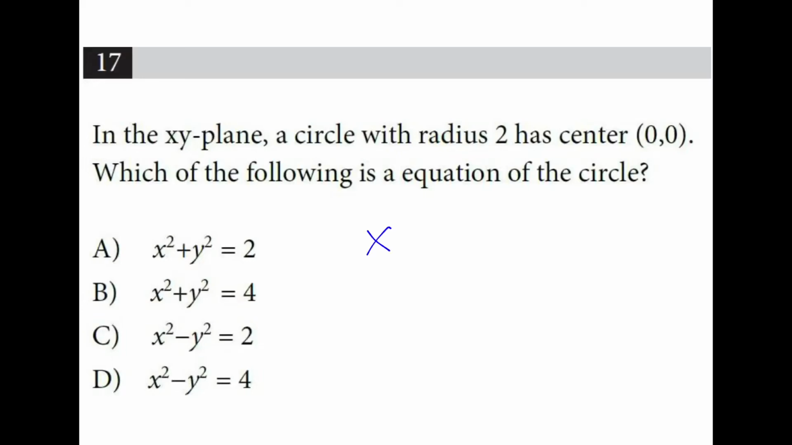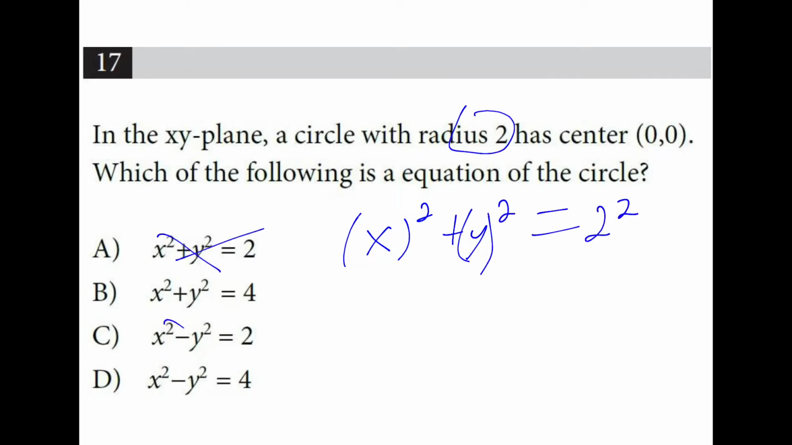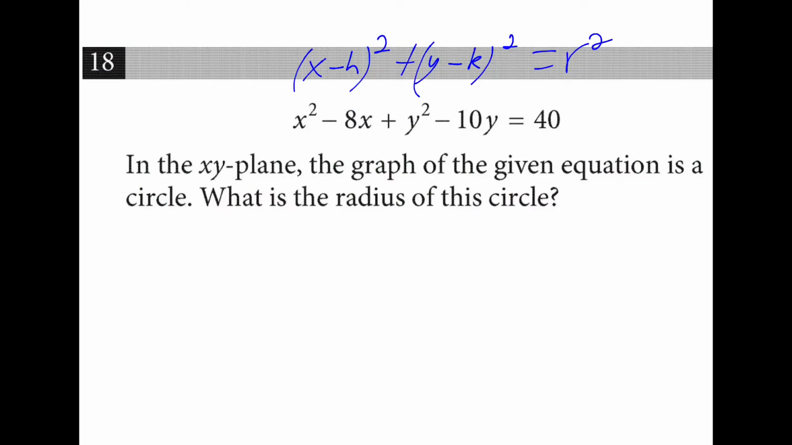So center 0, 0 means x squared plus y squared, and radius 2 means equals 2 squared. So the ones that equal 2 are no good, and we don't need this minus, so B is the right answer.